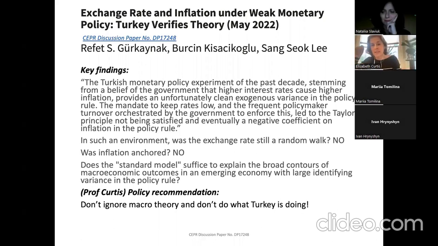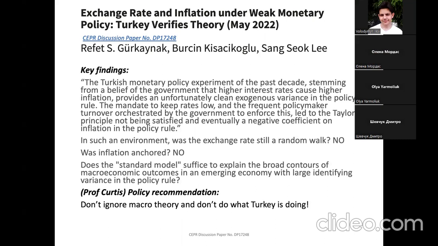The mandate is to keep rates low, and the frequent policymaker turnover, so you change the bank president, orchestrated by the government to enforce this, led to the Taylor principle not being satisfied, that Taylor rule I shared with you, and eventually a negative coefficient on inflation in the policy rule. So in such an environment, the authors ask, was the exchange rate still what it's supposed to be, which is a random walk? The answer is no. Was inflation anchored? The answer is no.